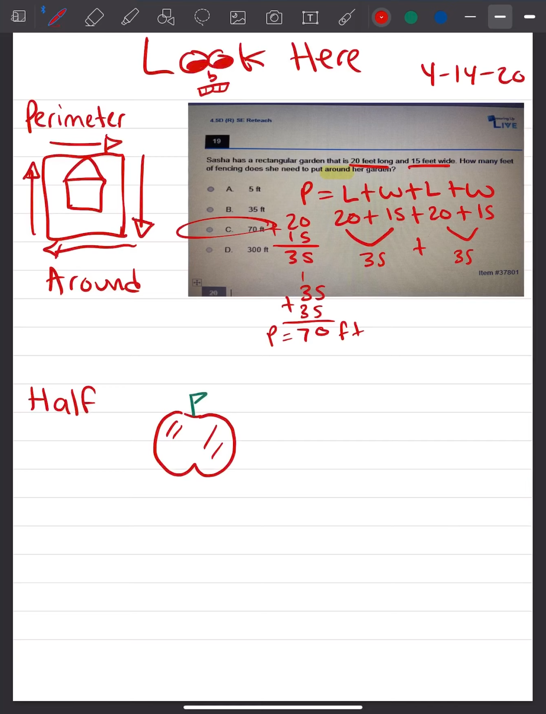There's so many ways you can do it, guys. You can just add everything, 20 plus 15 plus 20 plus 15. Or you can do 20 times 2, 15 times 2, and then add those answers. There's more than one way. All right, so now let's quickly talk about the word half.